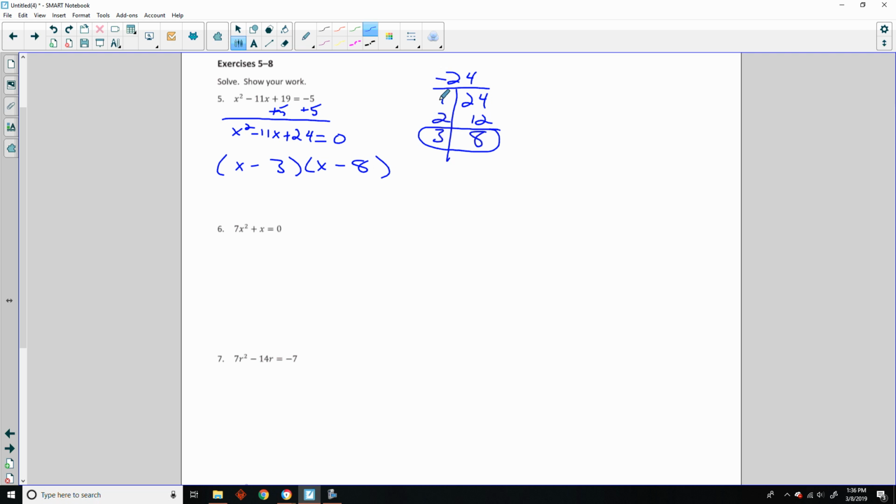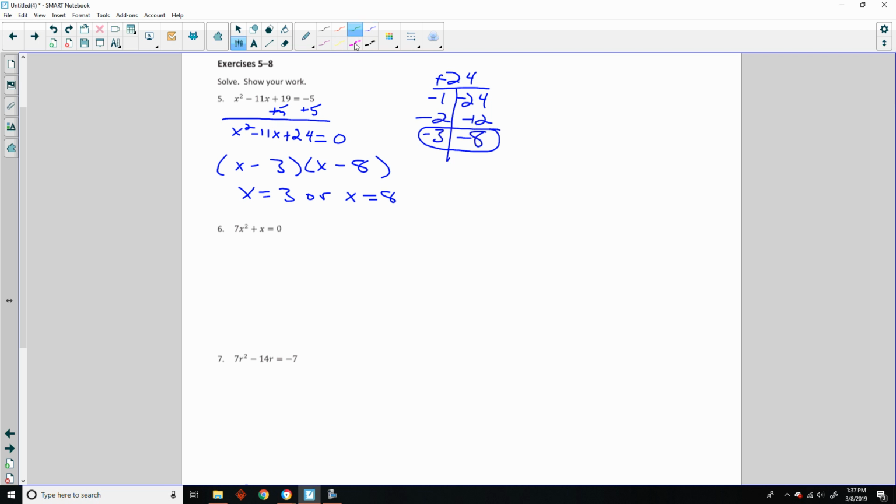Okay, this was negative 24. Well, it was positive 24, so they can both be negative, both be positive, but we wanted the negative. Okay, so x equals 3 or x equals 8.